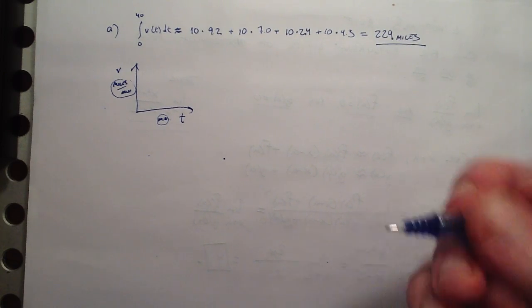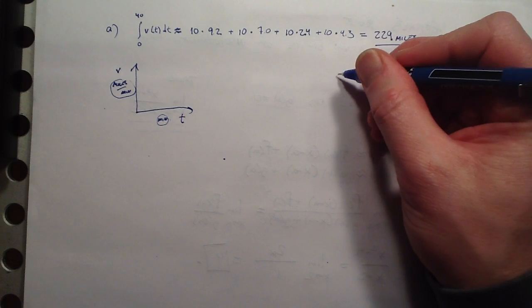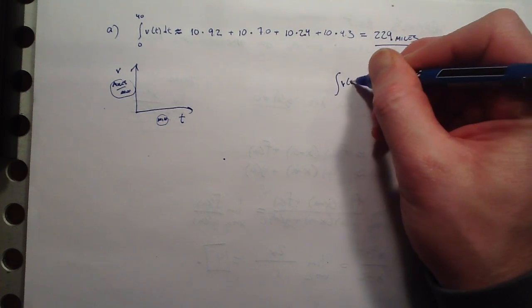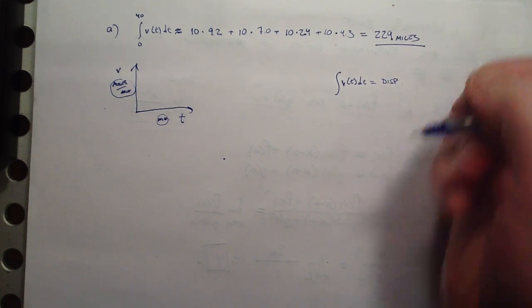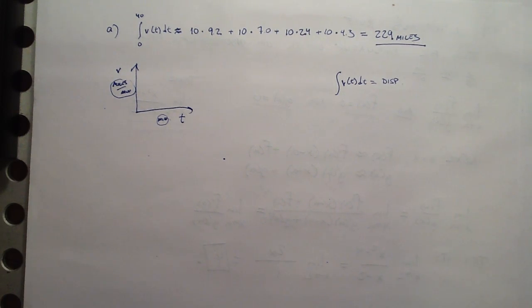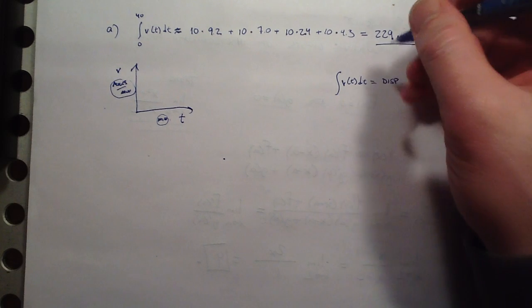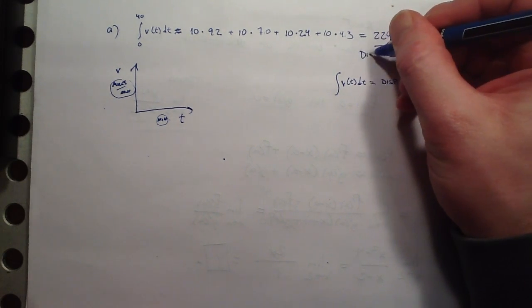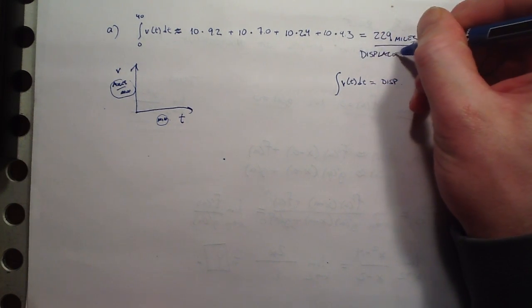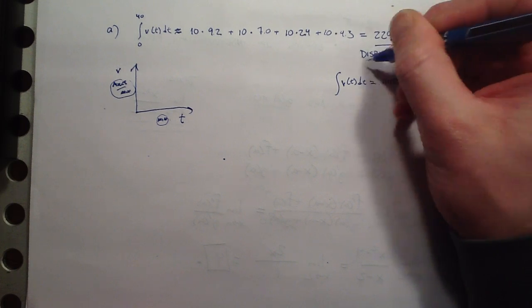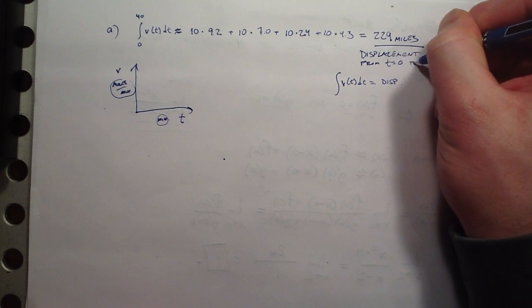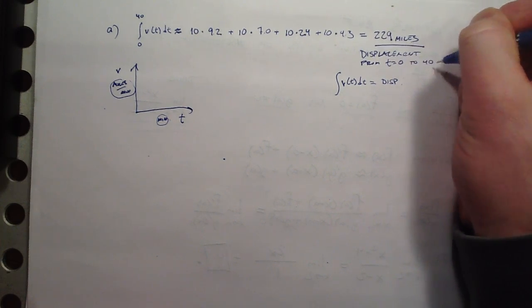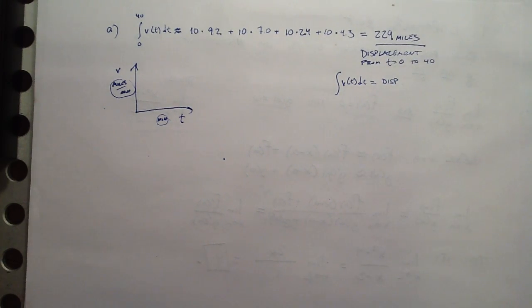So miles, right? And that should make sense because remember that the integral of a velocity function is equal to displacement, right? So this is the displacement from t equals 0 to 40, right?